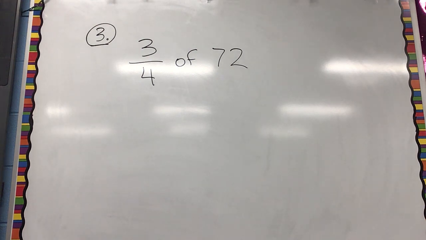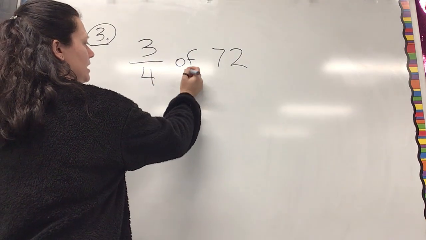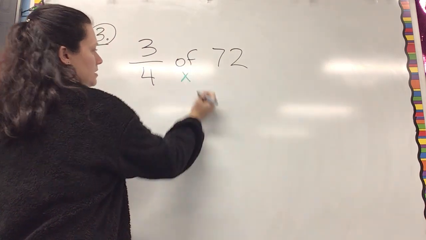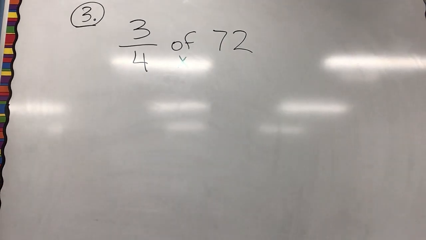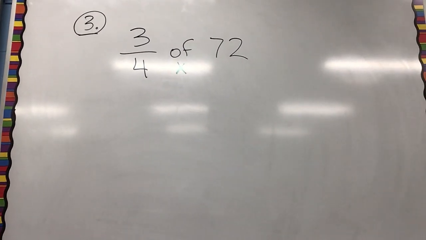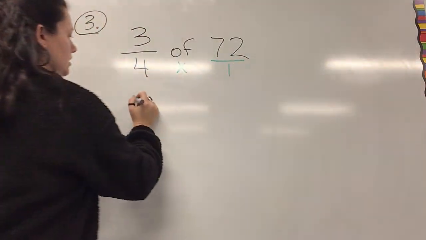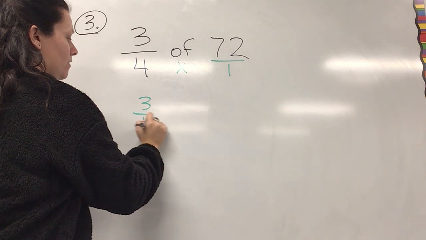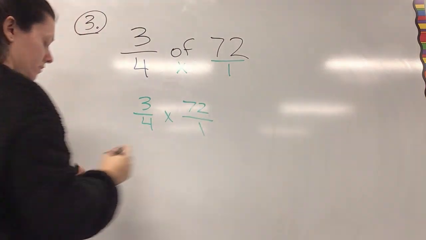All right, let's go ahead and start solving. 3/4 of, what does that "of" mean? Times. And I am making that 72 into a fraction. And how do I make 72 a fraction? It's a whole number. Put it over 1. So now I have 3/4 times 72 over 1.